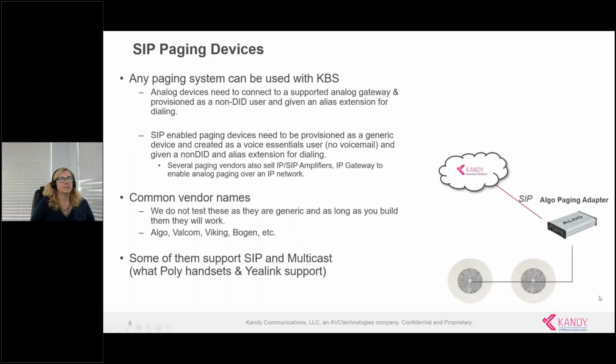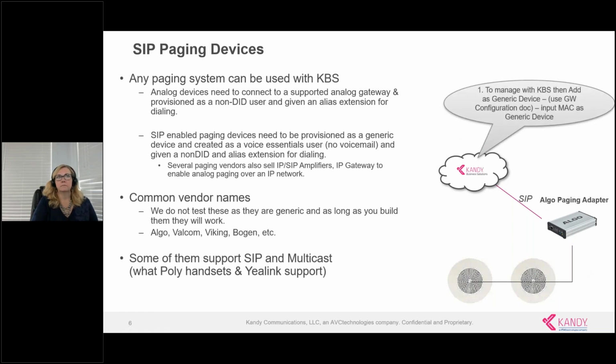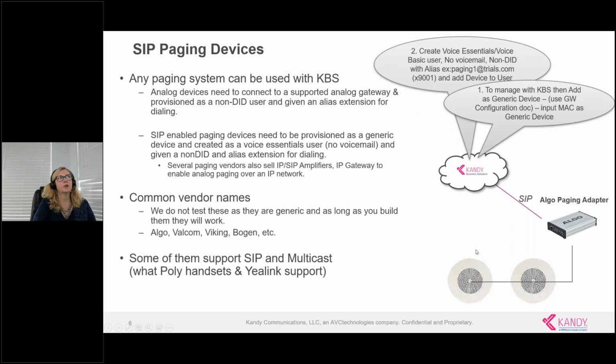So SIP paging devices, here is an example of the Algo paging box, if you will. Those, again, the analog devices, if it's SIP enabled, you're going to go in and add that generic device. We have a document called the Gateway Configuration Doc that'll help you through that. And you're going to input that MAC as a generic device. And then you'll go in and create that Voice Essentials or Voice Basic user again and assign that. So very common names of those would be Valcom, Viking, Bogen, Algo.